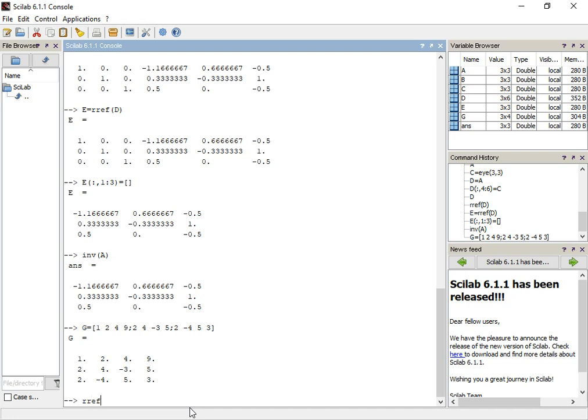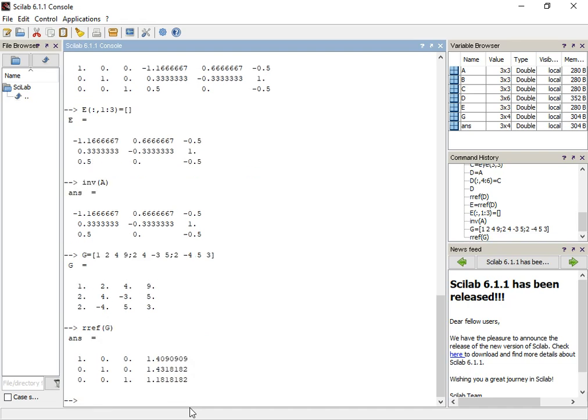Now go for RREF of G. You can see that this entry, 1.409090, is the value of x. 1.431818 is the value of y, and 1.1818182 is the value of z. So using SciLab, you can solve linear equations as you have done in the regular practice course of matrix algebra.